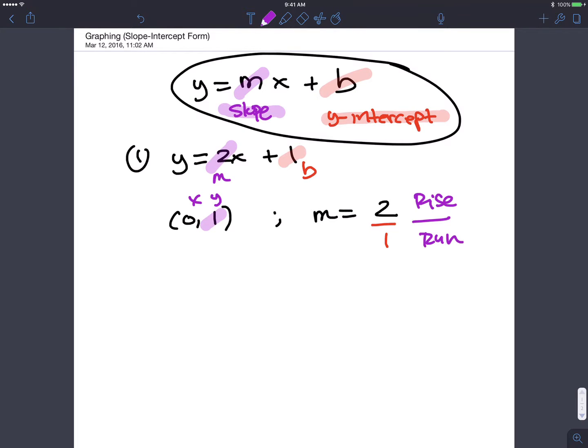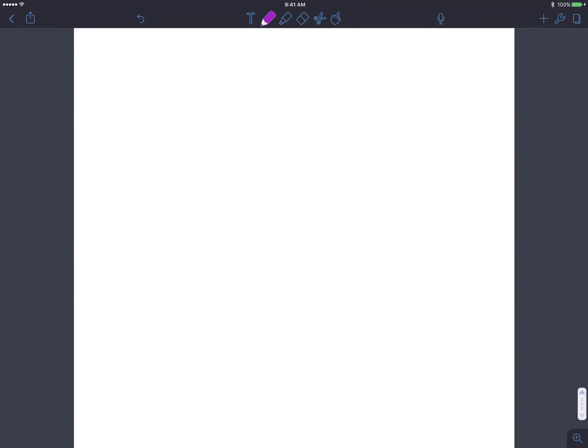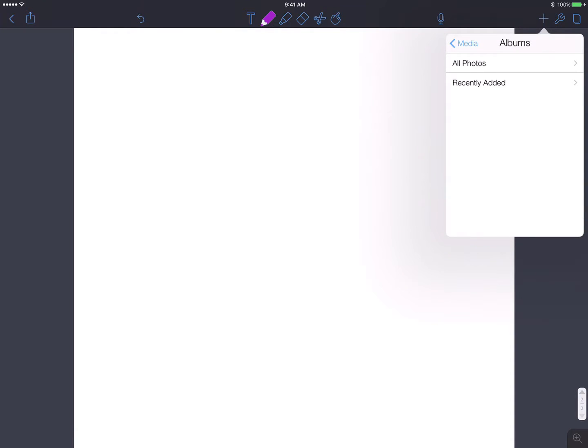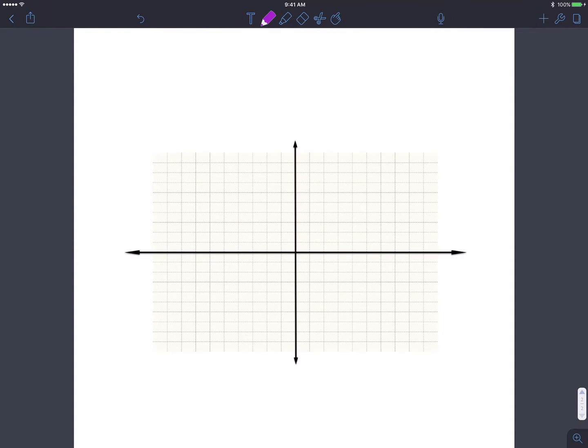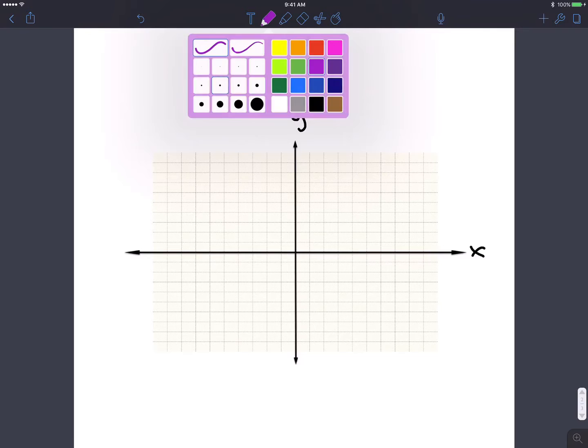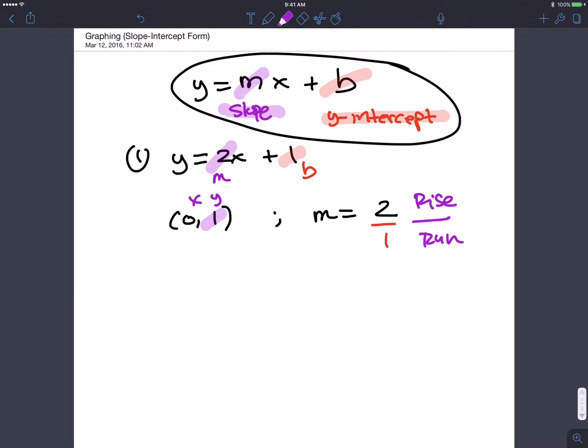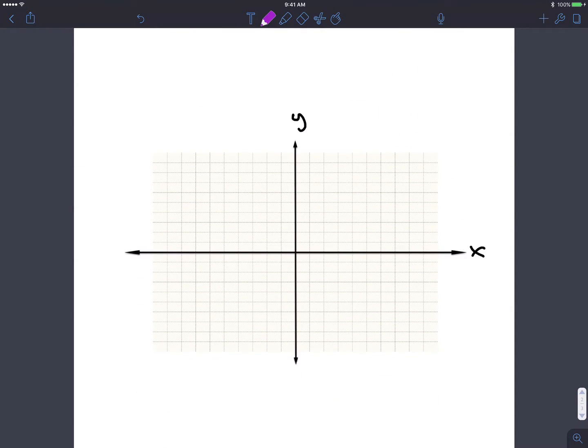0, 1 and 2, 1. We need some graph paper. Again, we have the x-axis, you have the y-axis, and let's determine where we actually plot our first point here. So, 0, 1. The y-intercept is at positive 1, so I go up only 1 unit. I'm at 1 on the y-axis. Label this y-intercept.